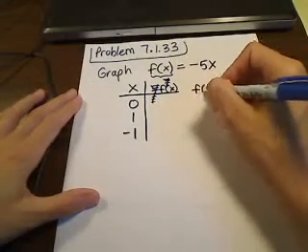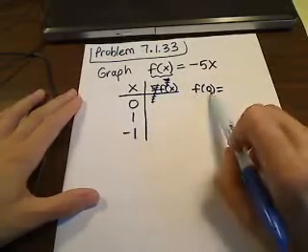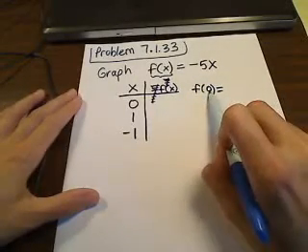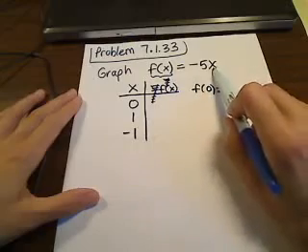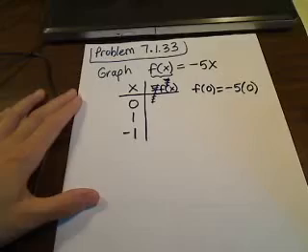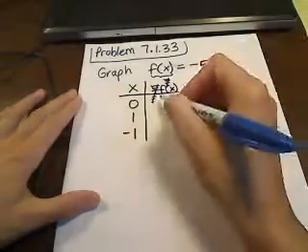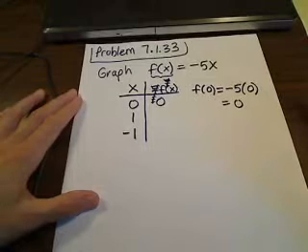Okay, so f of 0 here, what this notation is saying is that everywhere there's an x, I'm going to plug in 0. So for the x right here, if I plug in 0, then I'm looking at negative 5 times 0. And negative 5 times 0 is just 0. So the y coordinate that goes with an x coordinate of 0 is going to be 0.